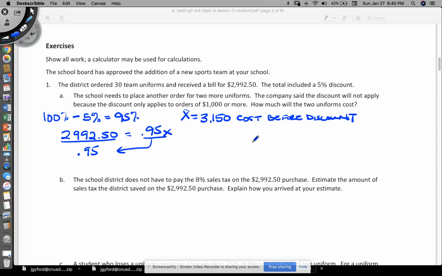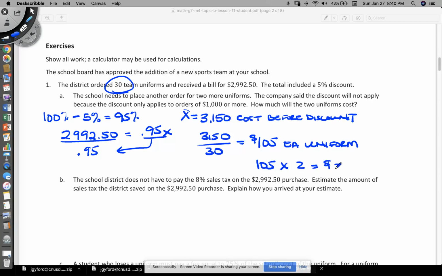All right. Now we're going to take that money and divide it by the 30 uniforms they did purchase, because up here they bought 30 uniforms and that's how they were able to get that deal. So what I'm trying to find here is how much is one uniform. When you divide this out in your calculator, you're going to get $105. That's each uniform. All right, and since I need two of those, I'm going to say 105 times 2. So we need to pay $210 for the 2 uniforms.